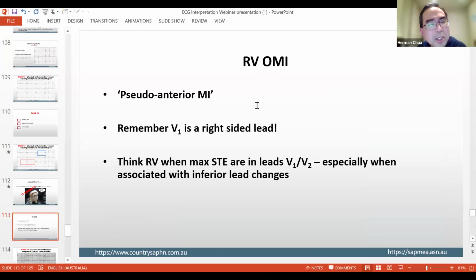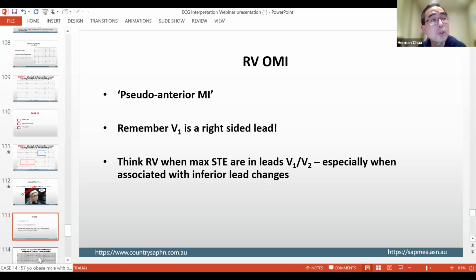You can see why, because ST elevation in lead V1 and sometimes lead V2. Oh yeah, that's an anterior. It's not an anterior. It's a right ventricular. V1 is a right-sided lead. Remember, when there are inferior sort of changes, i.e. inferior OMI, and when you see ST elevation in V1 and V2, think right ventricular, okay?